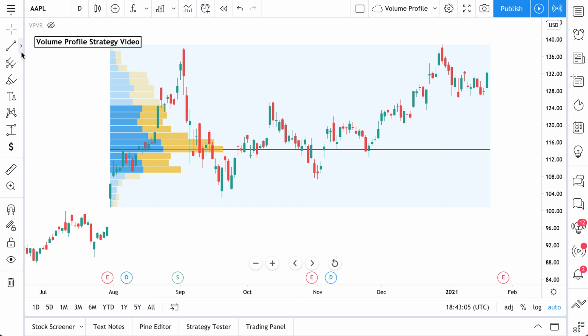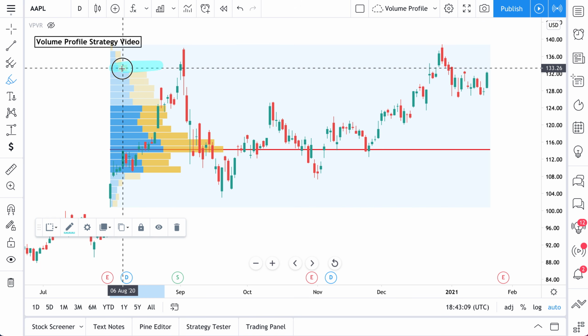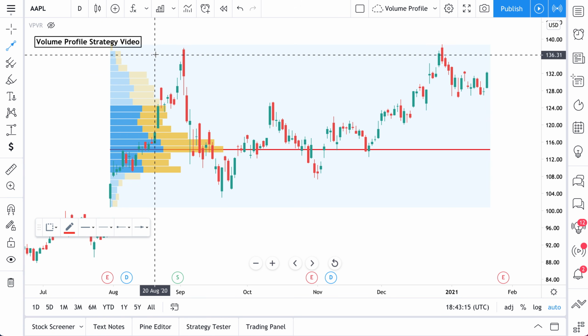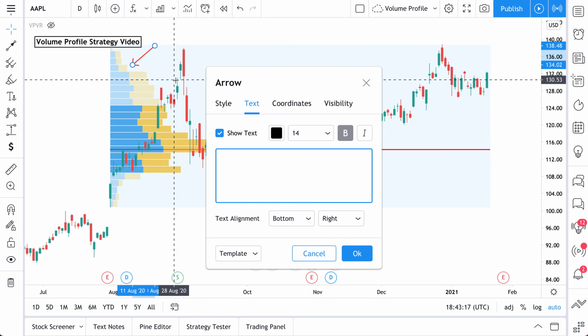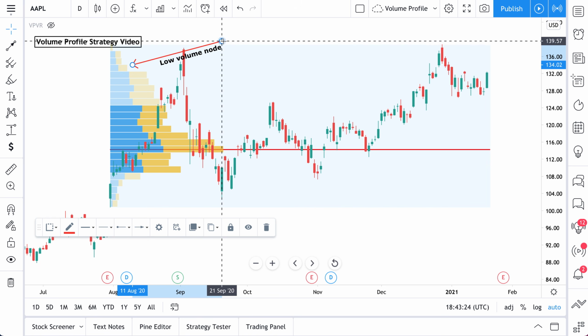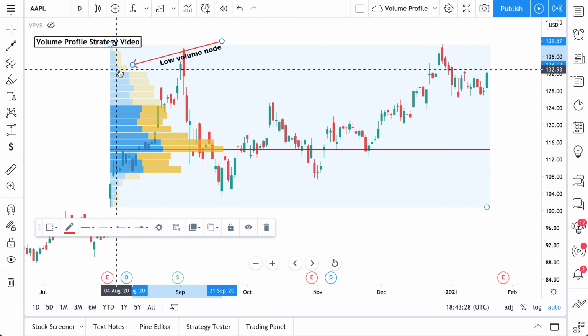Well, what's rather interesting if you look is you can see that volume has over this time period gotten very thin at these levels. You might call this a low volume node. So we'll make an arrow here and look at this low volume node. And what this means is we're saying that at this price level of about $133 per share, volume seems to not increase much at all.